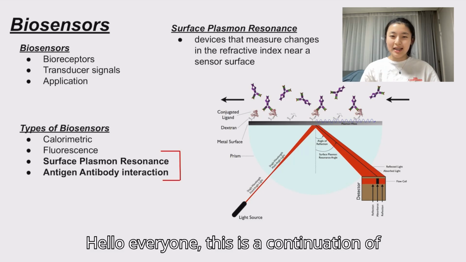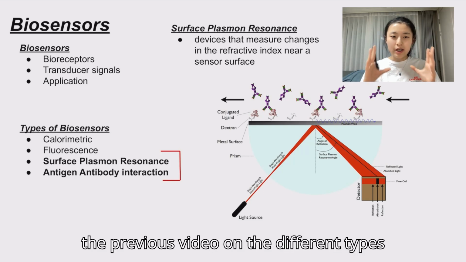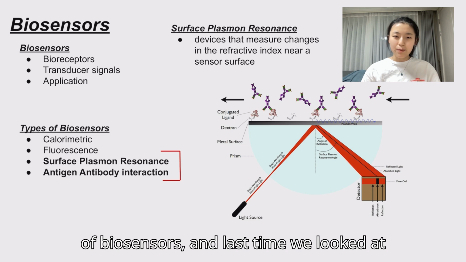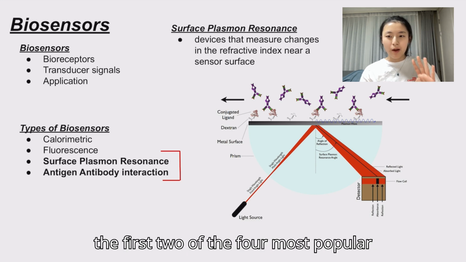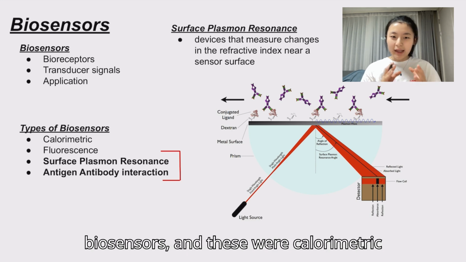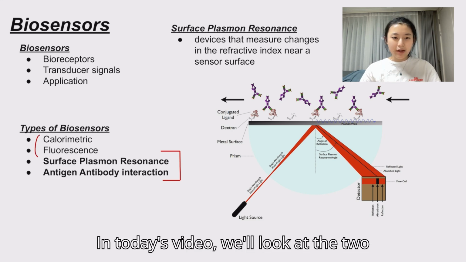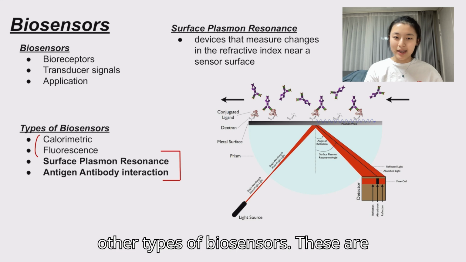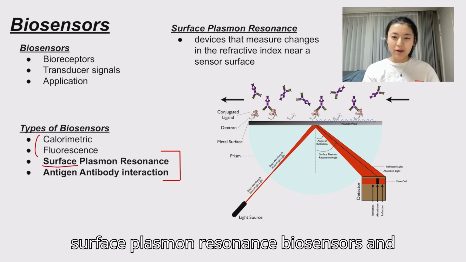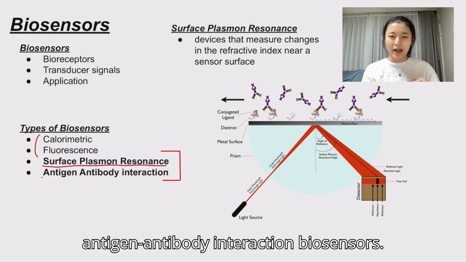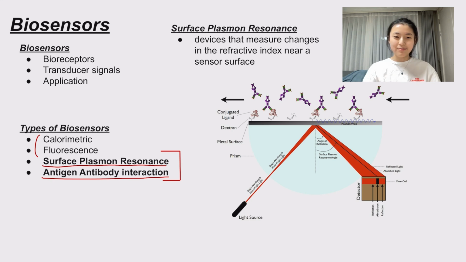Hello everyone, this is a continuation of the previous video on the different types of biosensors. Last time we looked at the first two of the four most popular biosensors, and these were calorimetric biosensors and fluorescence biosensors. In today's video, we'll look at the two other types of biosensors. These are surface plasmon resonance biosensors and antigen-antibody interaction biosensors.